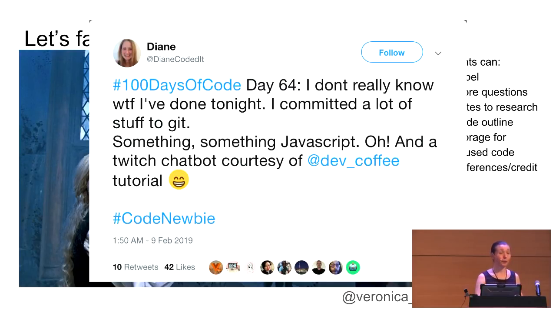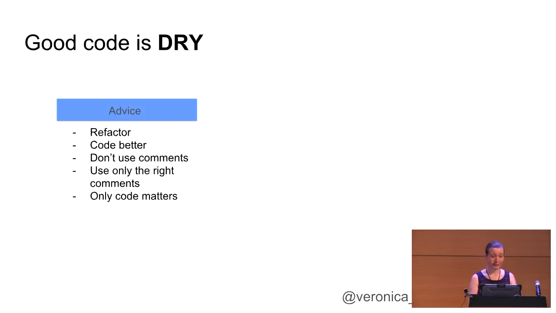So as I was progressing through this stage, and I spent a while being this person because I jumped around a lot, I became active in several programming communities, and I started to see a trend. Good code is DRY.